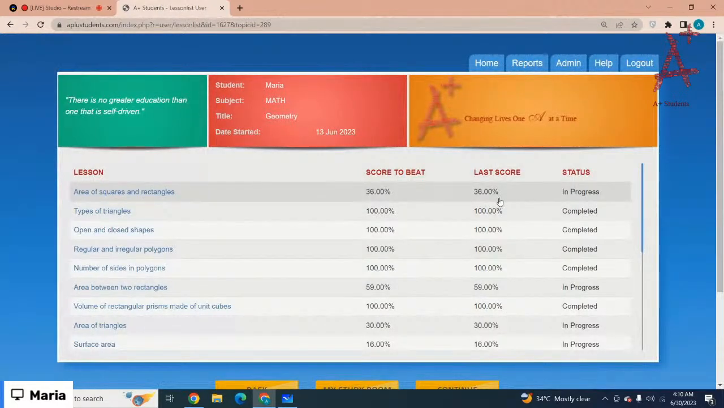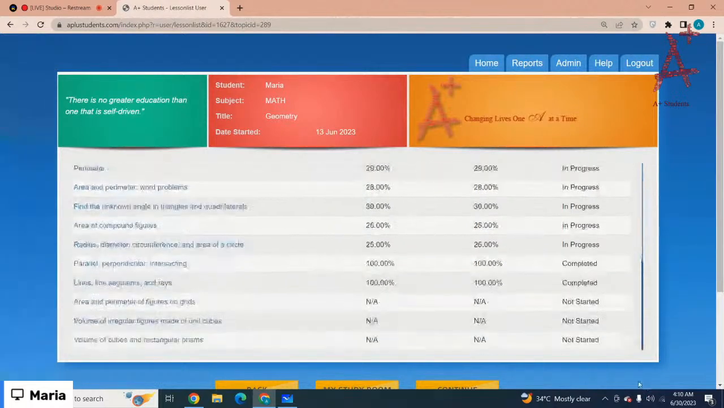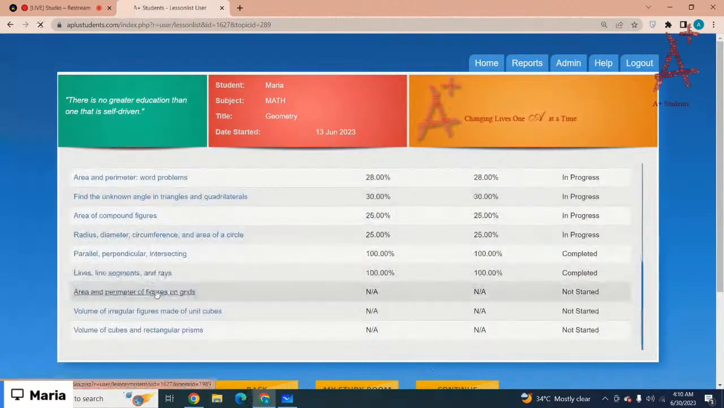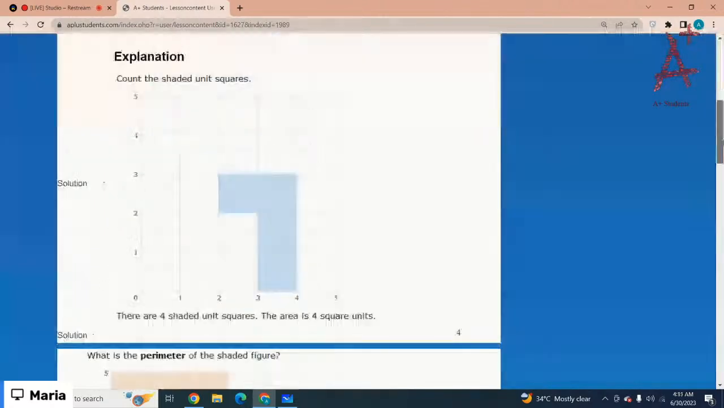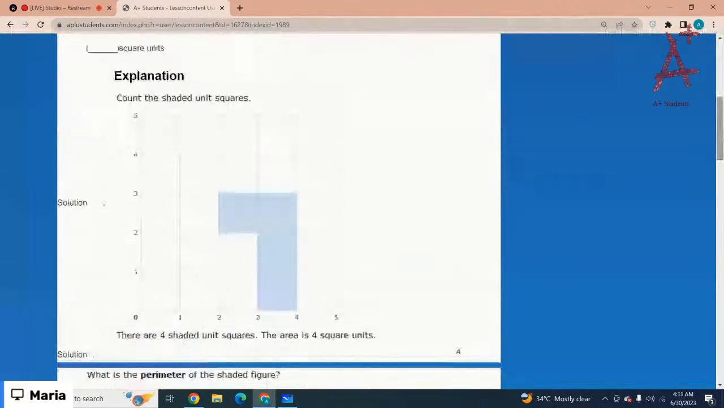Okay, the next lesson is area and perimeter of figures on the grid. So what is the area of the shaded region? You have to calculate the area of the shaded region. So how do we calculate the area of the shaded region when we are working on the grid? Just count the shaded squares. So how many squares are shaded? 1, 2, 3, 4. That means the area is 4 square units.